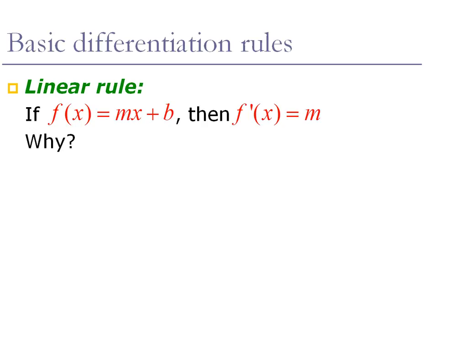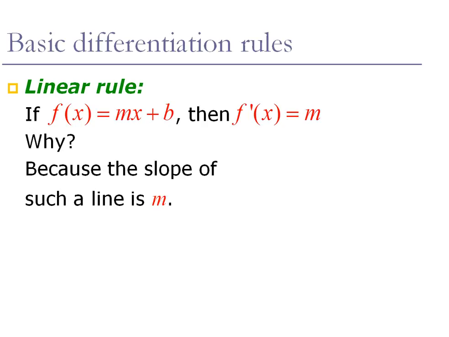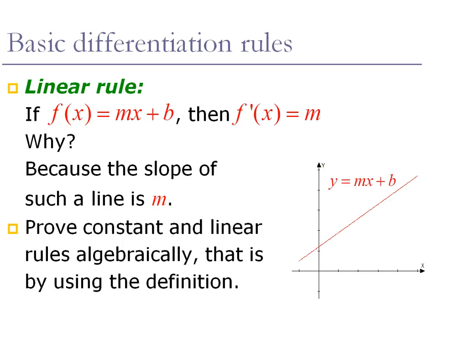Okay, so once again, why? Because the slope of such a line is m, and the derivative is in fact the slope. So if we look at the graph of that line, it will look like that. The line itself is tangent to itself, and it's a very simple basic situation, but we have to convince ourselves that that rule works. By the way, as an exercise, you may want to prove both the constant and the linear rules algebraically, that is, by using the definition. It's not that difficult, actually.